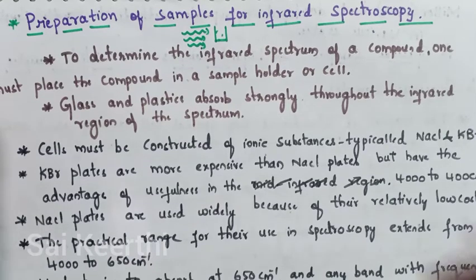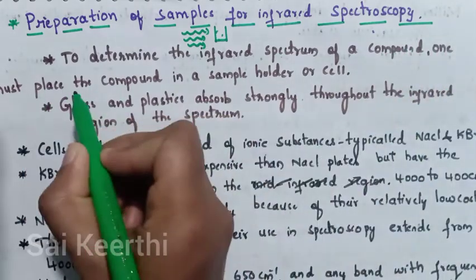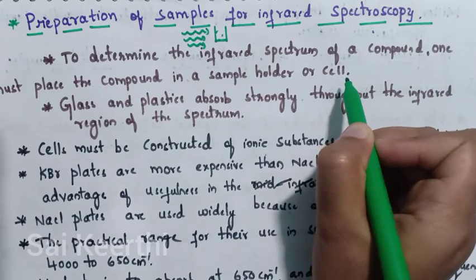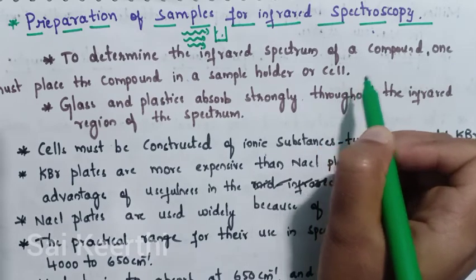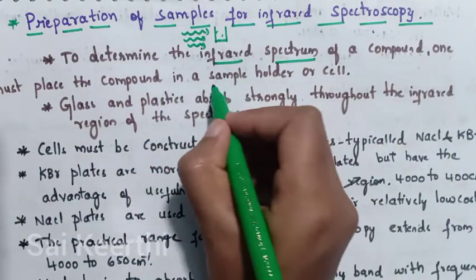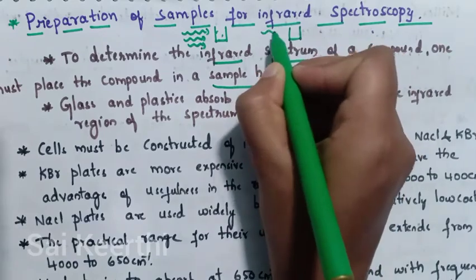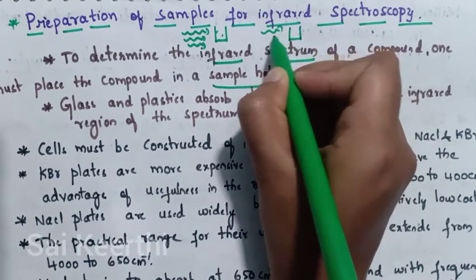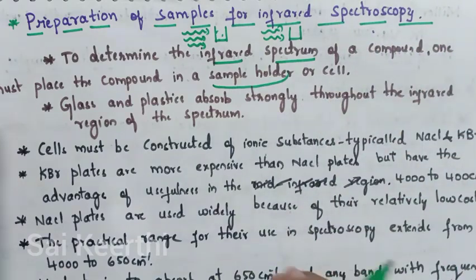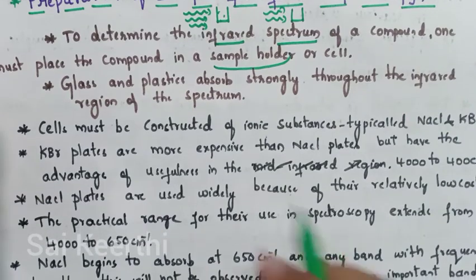Let's read the first point. To determine the infrared spectrum of a compound, one must place the compound in the sample holder or cell. As I have already said, if we need the infrared spectrum of a compound, then we must place the compound in a sample holder. If we place the compound in a sample holder and pass infrared radiation, we will get the information about the sample in the form of an infrared spectrum.